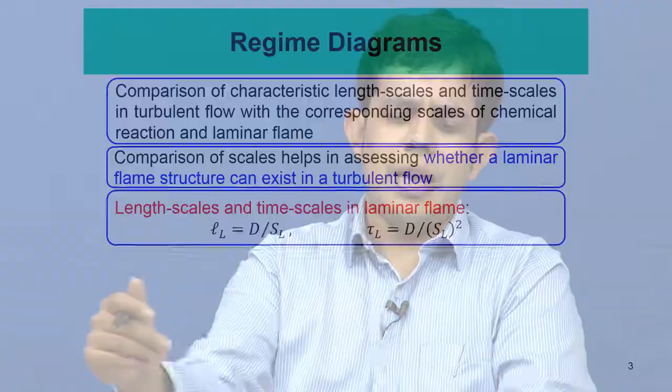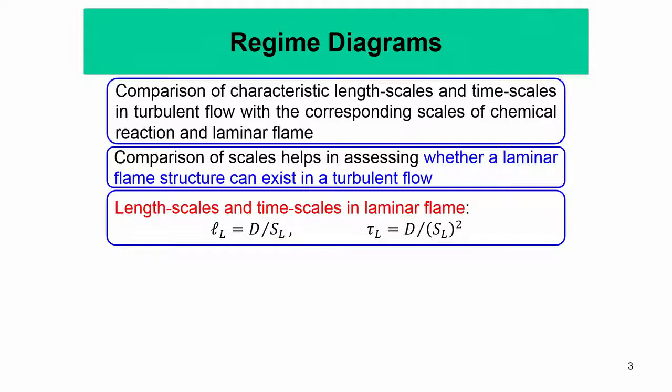Of course, you can expect that if the turbulence is extremely strong, then the inner structure of this laminar flame will be destroyed. So, in that case it may not exist like this. We need to find out under what regimes this laminar structure of the flame can be preserved, and under what regimes it will not be preserved and it will be something entirely new. So, the length and time scales of a laminar flame we can define like this.